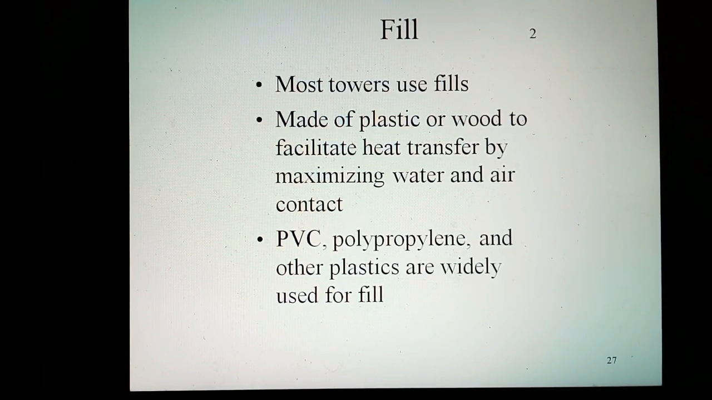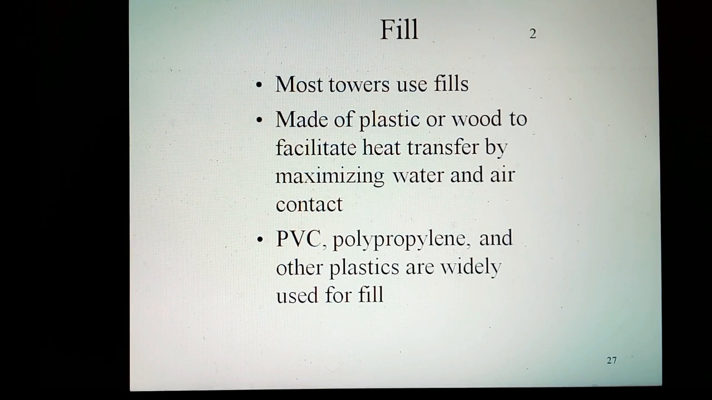Fill. Most towers employ fill made of plastic or wood to facilitate heat transfer by maximizing water and air contact. Plastics are widely used for fill, including PVC, polypropylene, and other polymers. When water conditions require the use of splash fill, treated wood splash fill is still used in wooden towers, but plastic splash fill is also widely used.